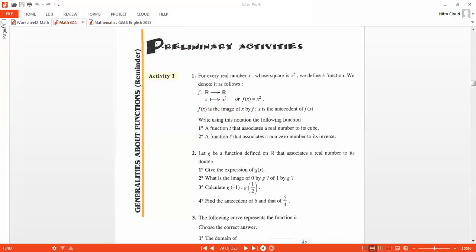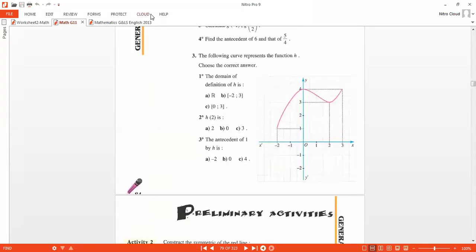Let us remember together how can we find the domain of definition. The domain of definition of a function, we can find it in two ways. It's either graphically, so using the graph itself, or we can find it algebraically. Let us remember first, how can I find the domain of definition graphically? As you can see here, we have this curve. It started at -2 and it ends at 3. So the domain of definition of this function is from -2 to 3.